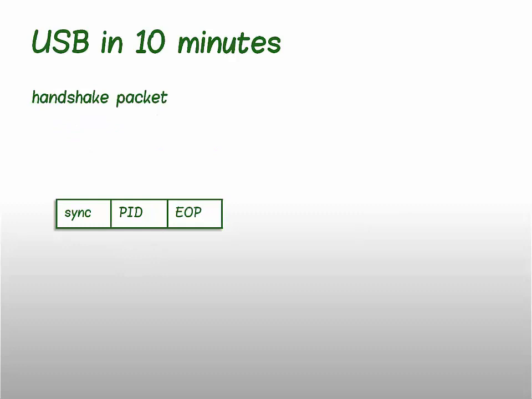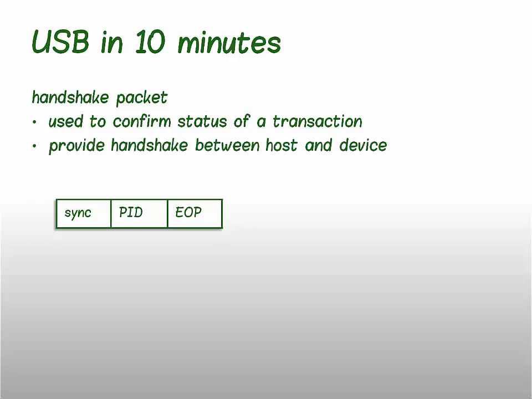Finally, we use handshake packets. Those packets are used to confirm status of transaction. It's a simple means of providing handshake between host and device. Successful transactions are confirmed with an acknowledge packet, while transactions that cannot be finished, for instance due to the device being still busy, are handshaked with a negative acknowledge.